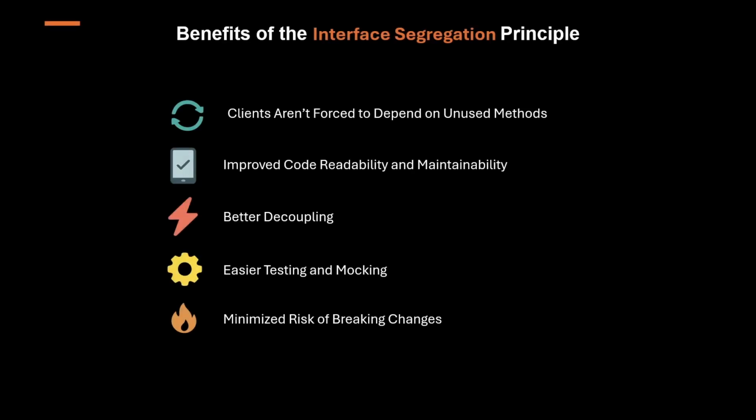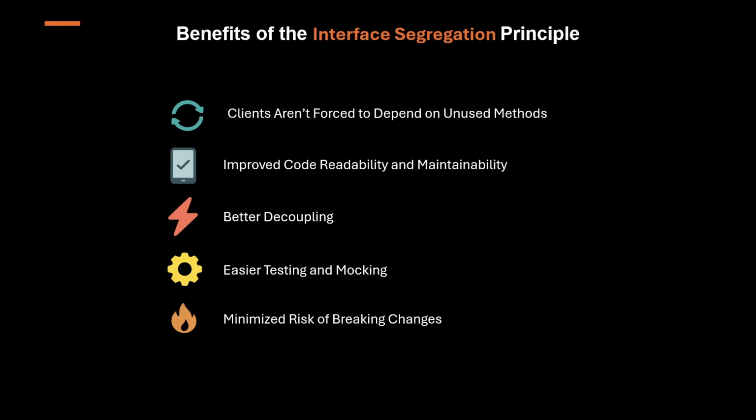Now let's look at the benefits of the interface segregation principle. Clients aren't forced to depend on unused methods. Now, this is the heart of ISP. When we design bloated interfaces, we force classes to implement things they don't need, which leads to poor design. With ISP, interfaces are small and focused, so classes only implement what they actually need, making them lighter and more maintainable.